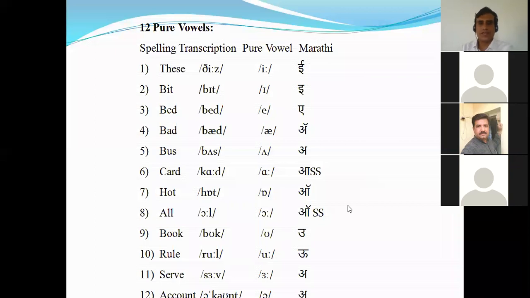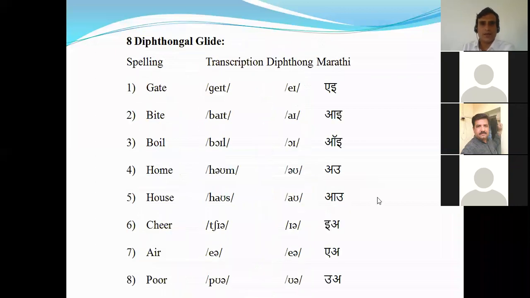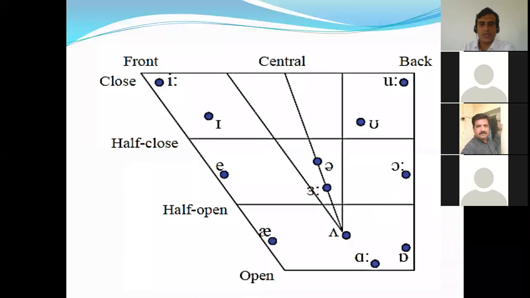So let's proceed further. Here we have studied diphthongs. This is the imaginary figure. This is the vowel chart. These are back vowels. 1, 2, 3, 4, 5. 5 back vowels are there. These are the front vowels. 1, 2, 3, 4. 4 front vowels. And 1, 2, 3 are central vowels. So this is the vowel chart for the study of the students.